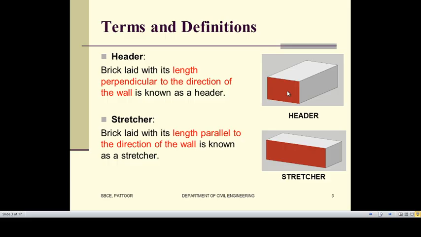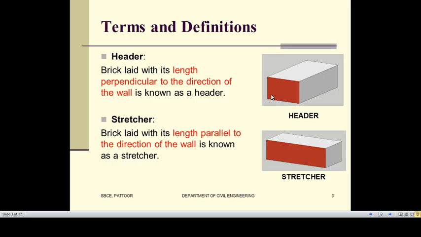And the second one is stretcher. Stretcher is the brick laid with its length parallel to the direction of the wall. So this is the length of the brick. In the second figure, the red color is showing the stretcher, the brick laid with its length parallel to the direction of the wall.